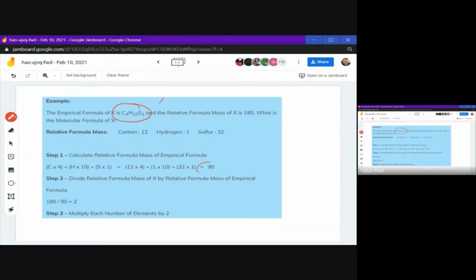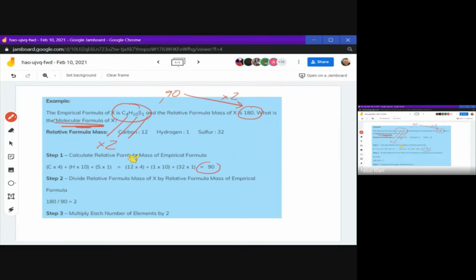The working out is here: 12 times 4 plus 10 times 1 plus 32. When you're really cool at this, you can do that in your head. If you're not, don't worry, just use the calculator. So the relative formula mass of that is 90. At that stage, it's worth taking a step back, because you think, oh, 180, isn't that just multiplied by 2? So if that is multiplied by 2, all you need to do is double all of these, and you get your answer, because that gives you your molecular formula of X.